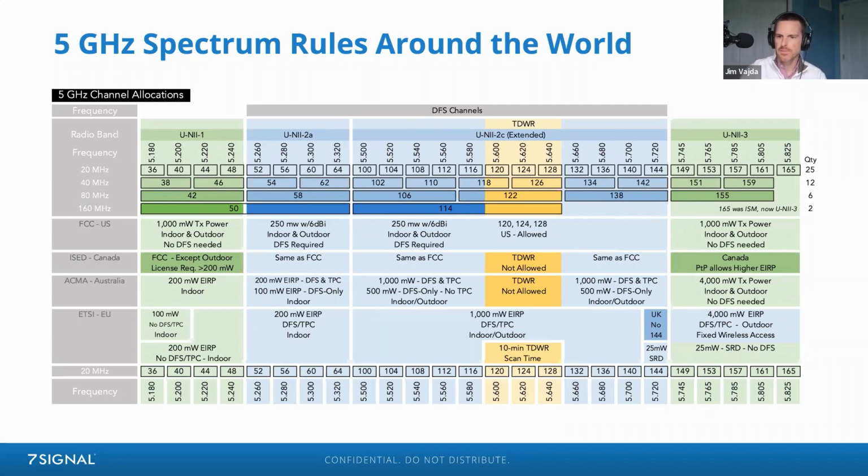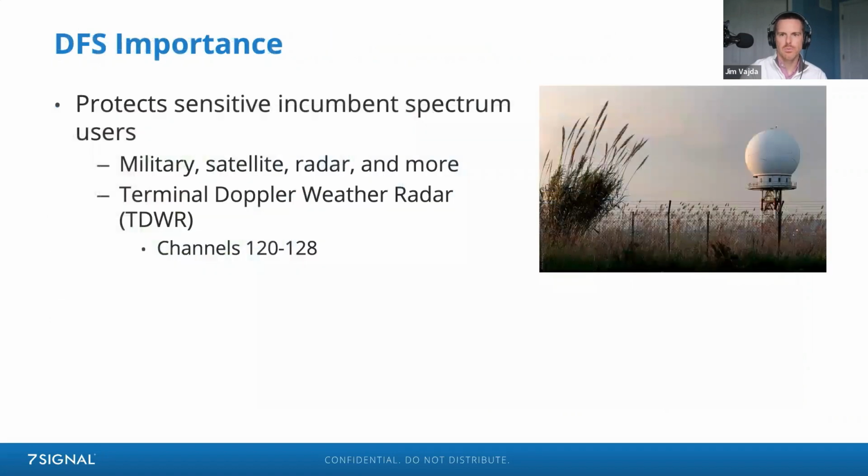So that's a look at that. What's the importance? Why is it so critical that we're using DFS and protecting incumbents, other than that they were here first, and so they get priority access? Some of these are pretty sensitive technologies in the DFS band where Wi-Fi is operating. It could be military users, satellite, radar, and more.